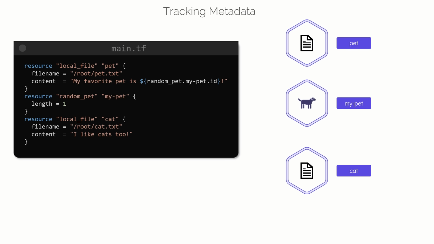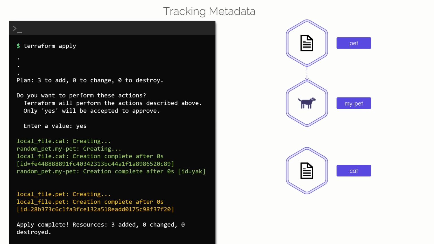If we inspect the example configuration file, we can see that we have three resources to provision here. The local file resource called pet depends on the random pet resource. This is evident from the content argument in the local file resource block that uses a reference to the random pet resource. The local file resource called cat is unrelated to the other, and hence it can be created in parallel with the random pet resource. When we apply this configuration, the random pet resource called myPet and the local file called cat can be created first, at the same time. But the local file resource called pet can only be created after the random pet resource is created.